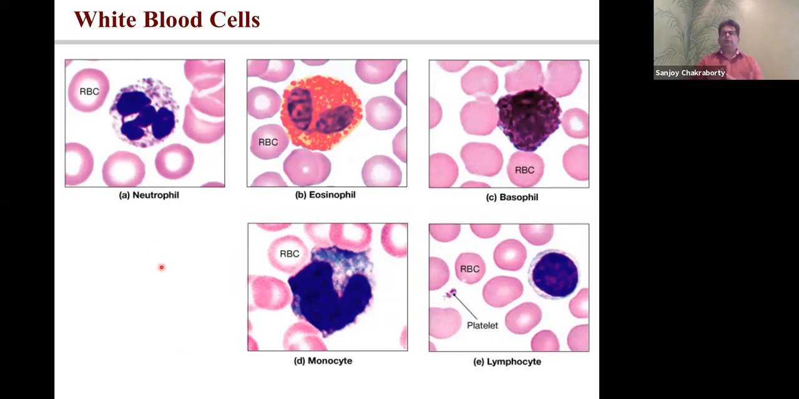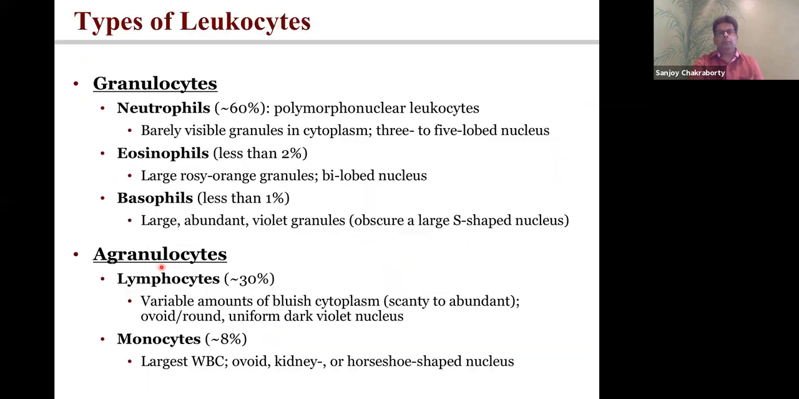So when a clinician takes your blood and counts it, they are actually figuring out how many neutrophils you have, how many eosinophils, how many basophils, how many monocytes and lymphocytes. That gives us direct information about what may be going on inside your body. In normal blood, neutrophils are about 60%. The second one is lymphocyte, approximately 30%.